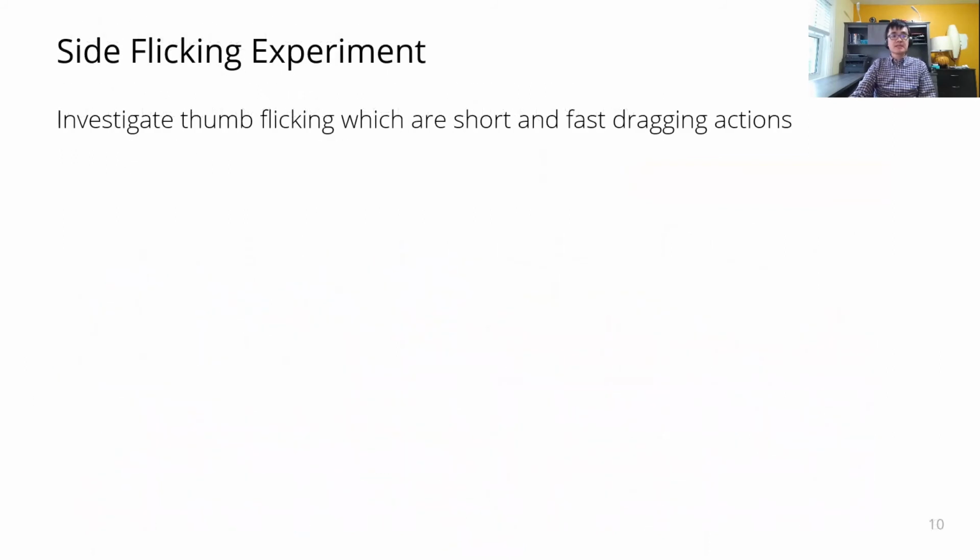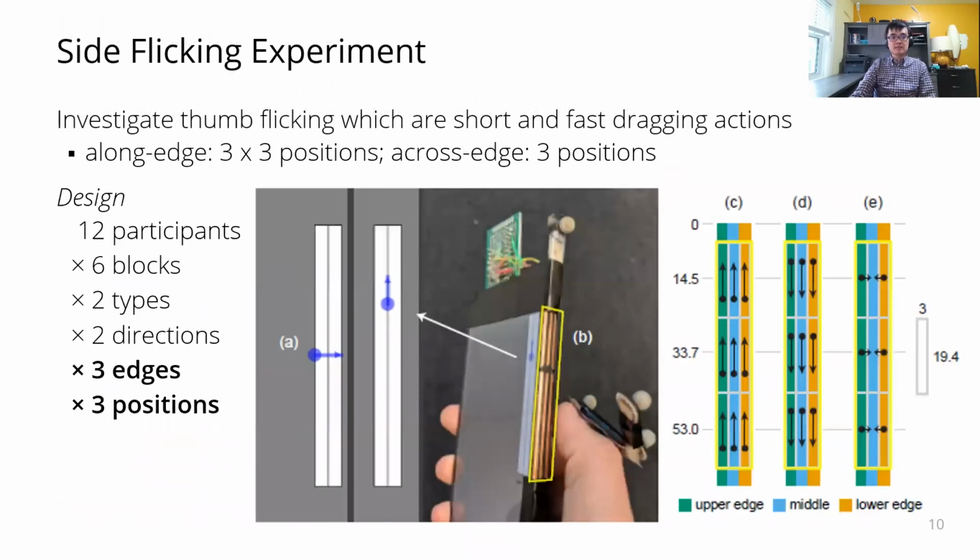The third experiment investigated side flicking gestures with the thumb. We tested the flicking gesture, which is a short and fast dragging action. 12 participants were recruited. We asked them to perform the flicking gesture for both types, along the edge and across the edge, and in both directions, abduction and adduction. For the along-edge flicking, 3 edges and 3 positions were tested. And for the across-edge flicking, we only tested 3 positions. Here we show the task and the experiment interface.